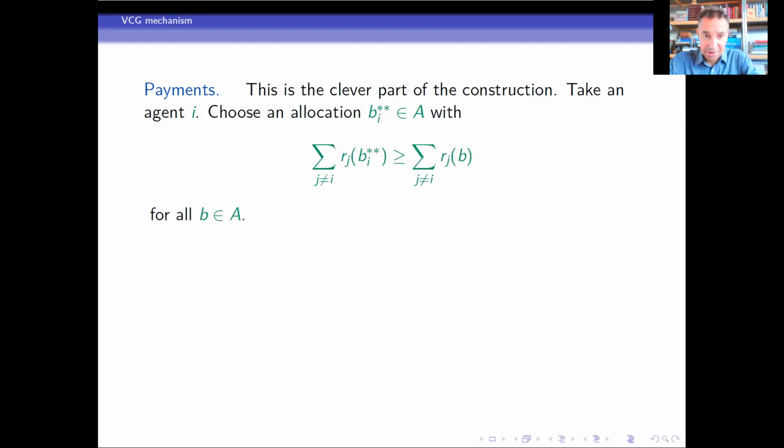What it maximizes is, as you can see here, for each j other than this agent i that we chose, we compute the sum of reported valuations of this b_i double star. That means that if this allocation is chosen, then the sum of reported valuations over all agents other than i is maximized. This is larger than or equal to any other sum that we can form for any other b in A.